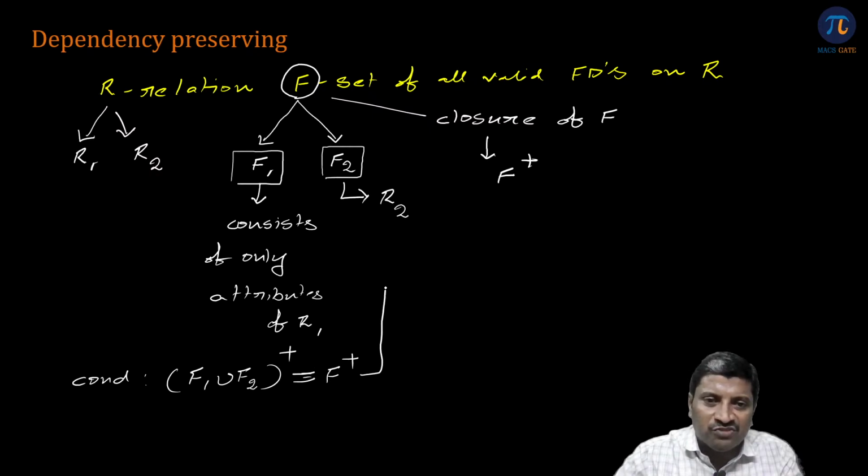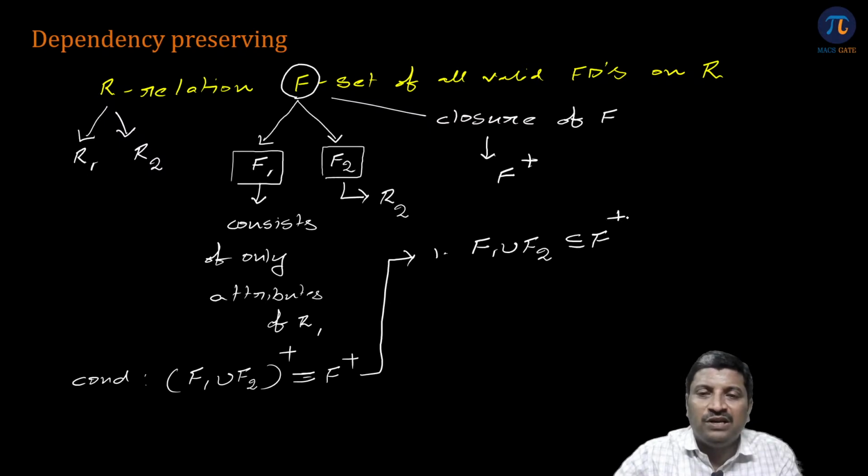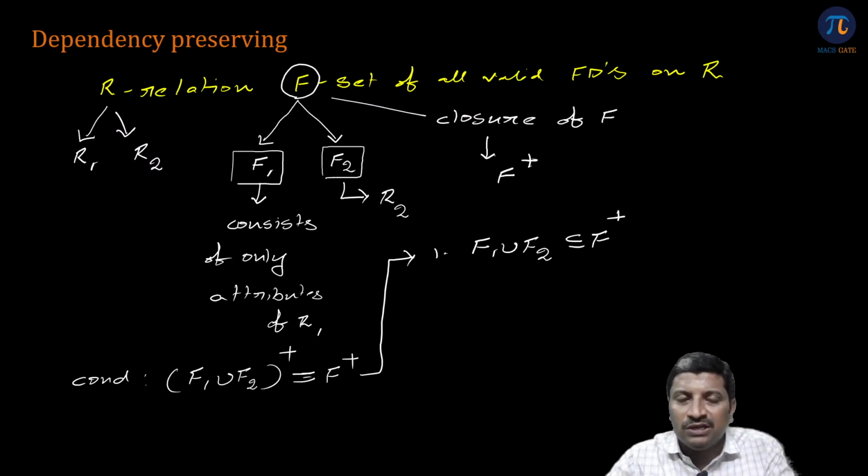Anyway, to verify this, the first part happens trivially, sir. That is, F1 union F2 is a subset of F plus. Why is it so? Because F1 and F2 were generated from F closure only. So surely the union will be in the F closure.